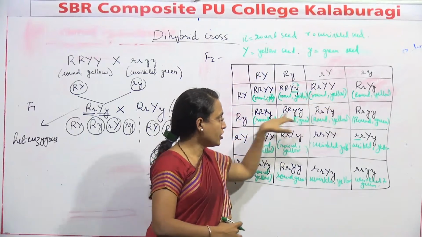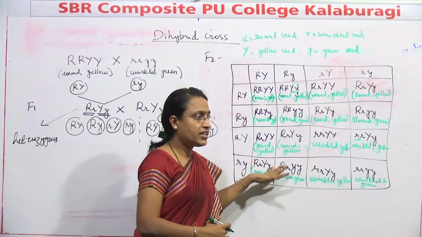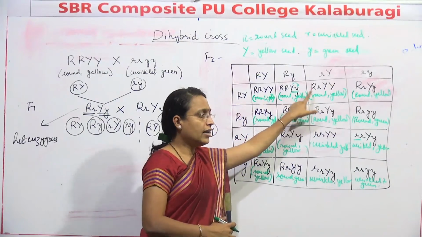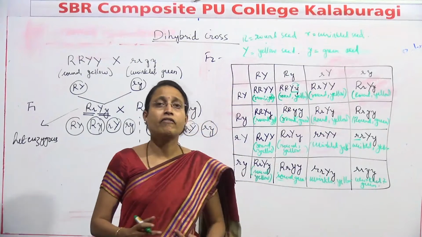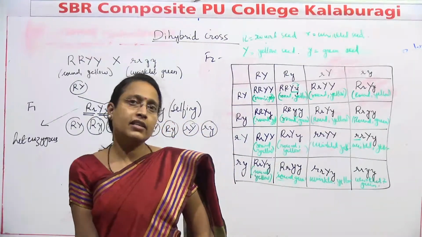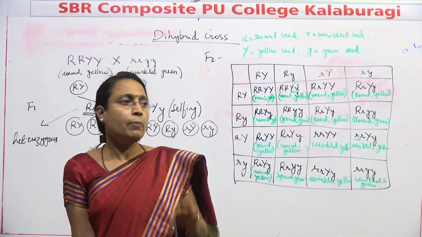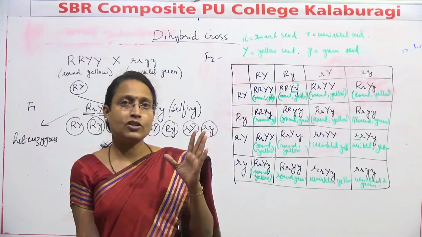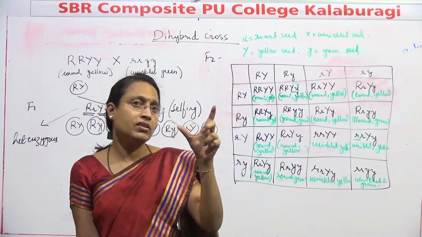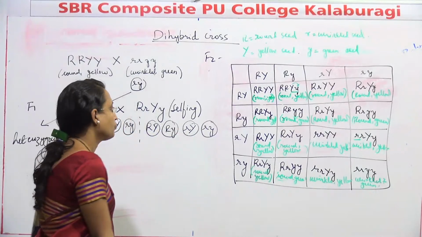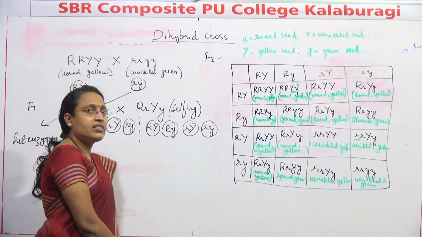These all are genotypes. Whatever is written in black is a representation of the genotype of the offspring, and whatever is written in green here is actually a representation of the phenotype. By seeing the genotype itself, one can write the phenotype also. But while writing, special care should be taken, especially when the genotype is heterozygous.